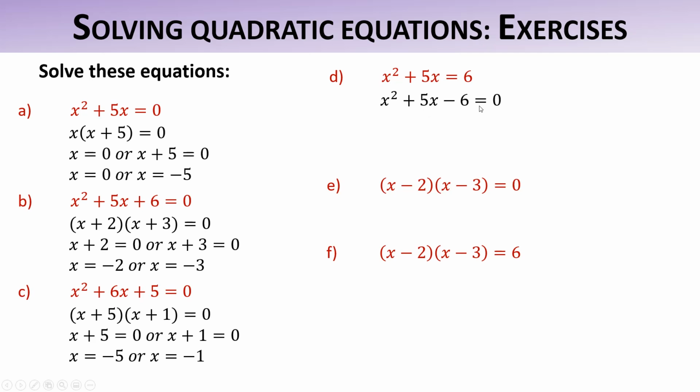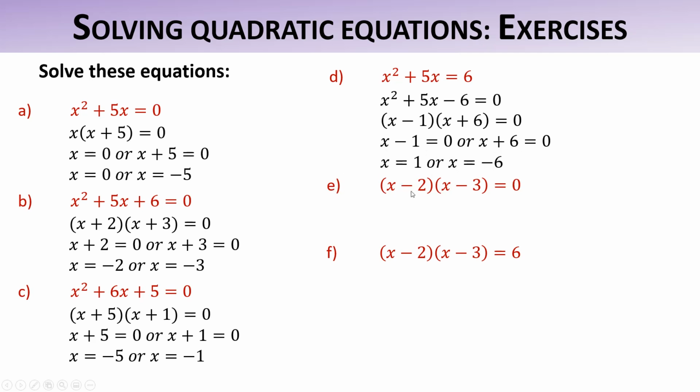So what could work is minus 1 times 6 is minus 6, and minus 1 plus 6 is 5. So our numbers are minus 1 and 6. So we rewrite the left-hand side as x minus 1 times x plus 6 equals 0. Then x minus 1 is 0 or x plus 6 is 0. So x is 1 or x is minus 6.